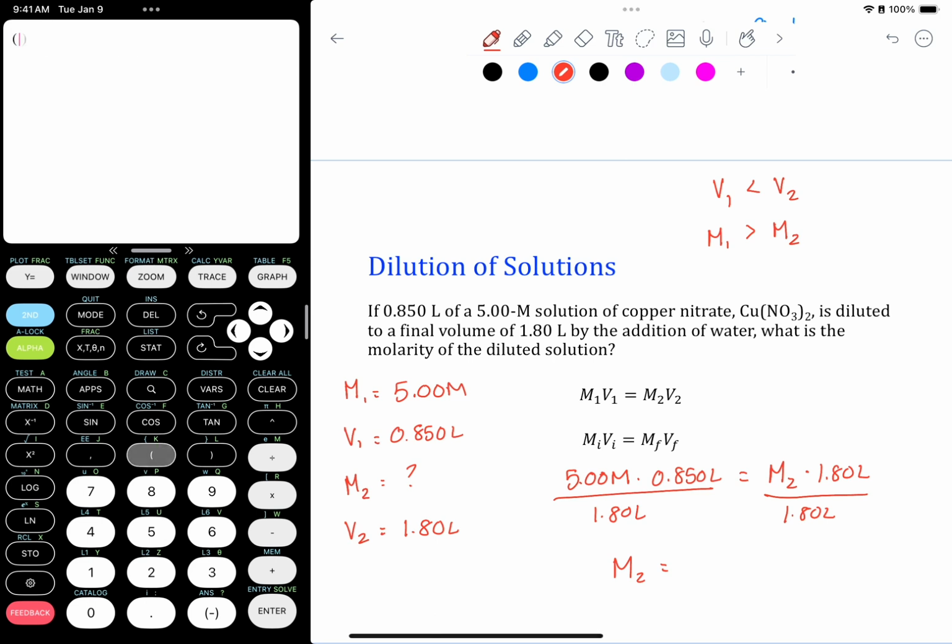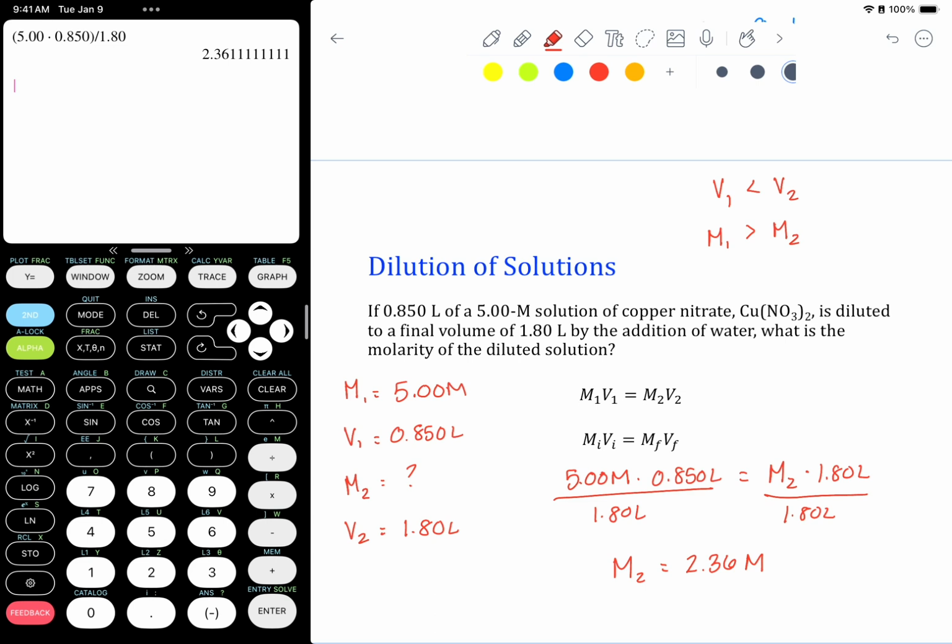So we can take 5.00 times 0.850, divide that by 1.80, and we get that our final concentration is 2.36 molar, with 3 sig figs based off the numbers in our problem. So here's our final answer. That also falls into our relationship between M1 and M2: M1 is 5.00 and M2 is 2.36. So we've successfully decreased our concentration.